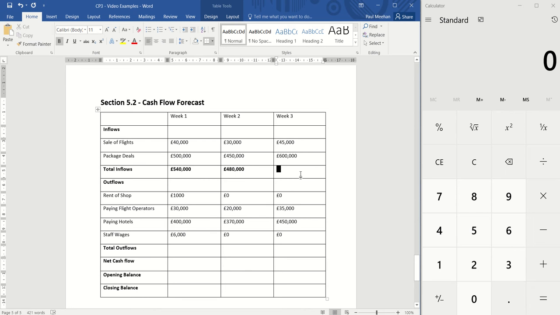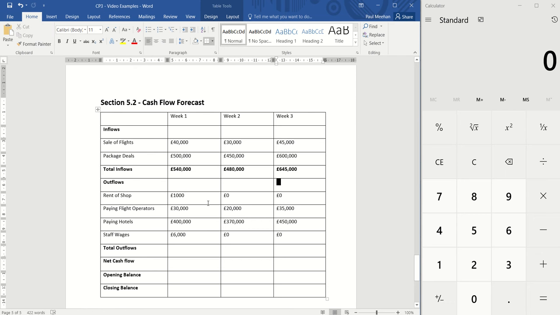And for week 3, it's 600,000 plus 45,000. So we're looking at 645,000. Right, so that's how you work out your total inflows. You just add all the inflows together for each week. Now remember, that's representative of money just coming into the business bank account perhaps, but it doesn't represent what's profit or loss or cost of sale or anything like that. It literally is just money that's been received.